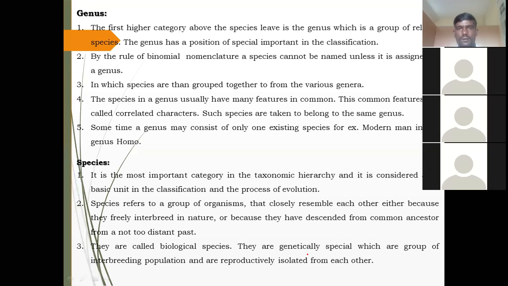By the rule of binomial nomenclature, a species cannot be named unless it is assigned to a genus. Genus means a very closely related group of animals, and without genus you are not able to give the name of a species. This is a very important task in classification.